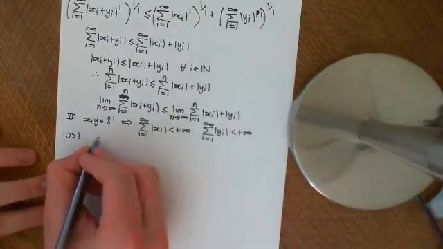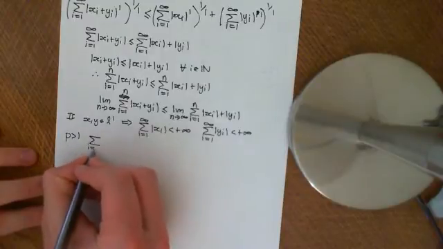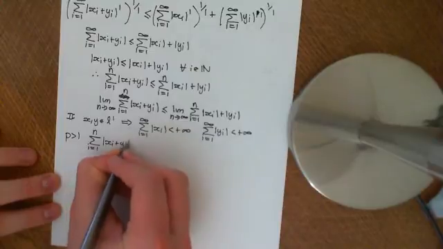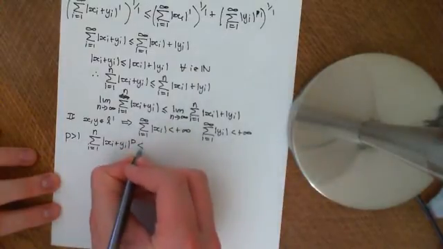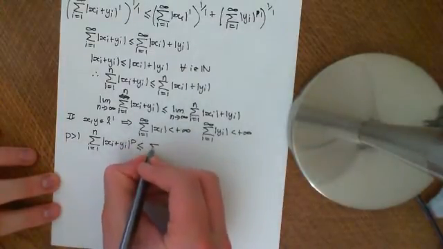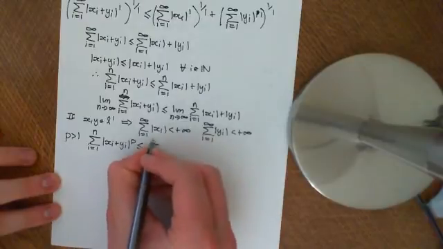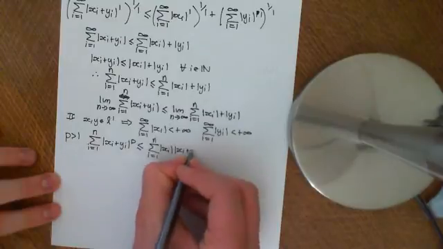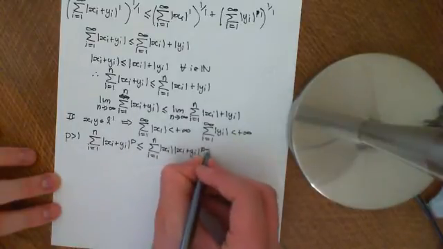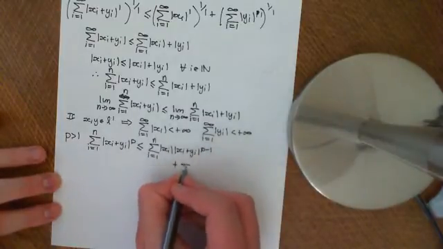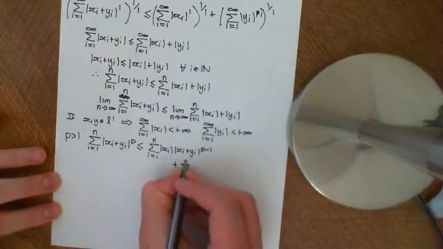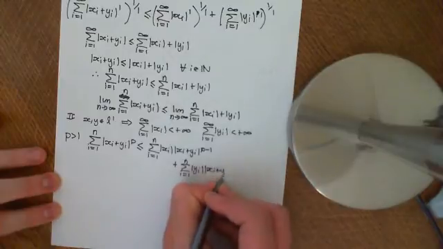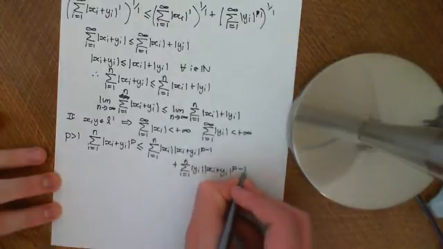We've gotten to the stage where the sum from i equal to 1 to n of the modulus of xi plus yi to the power of p is less than or equal to the summation i equal to 1 to n of the modulus of xi times the modulus of xi plus yi to the power of p minus 1, plus the summation i equal to 1 to n of the modulus of yi times the modulus of xi plus yi to the p minus 1. So we got to that.